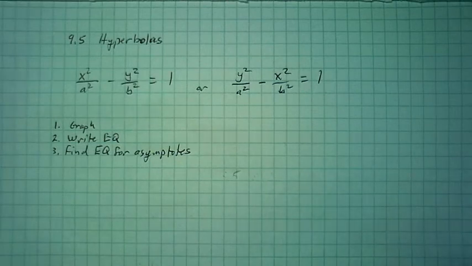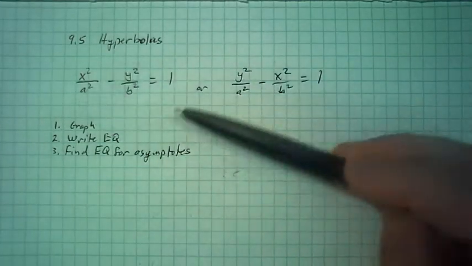Then we're going to find, the new one for today, asymptotes. Hyperbolas have asymptotes. So finding the equation for asymptotes is not particularly challenging, but I wanted to take an extra second to talk about it just in case it comes up. So first, we're going to graph a hyperbola.